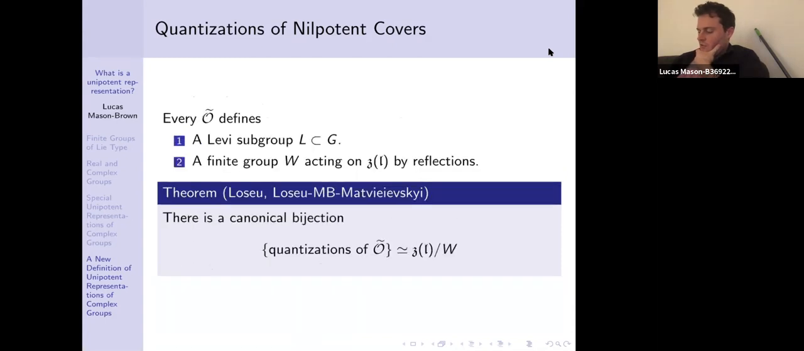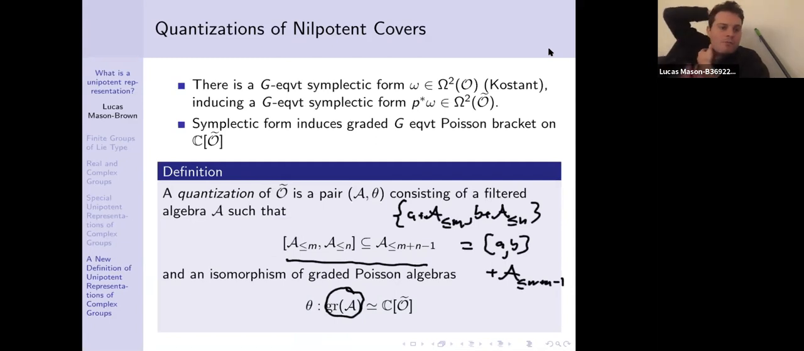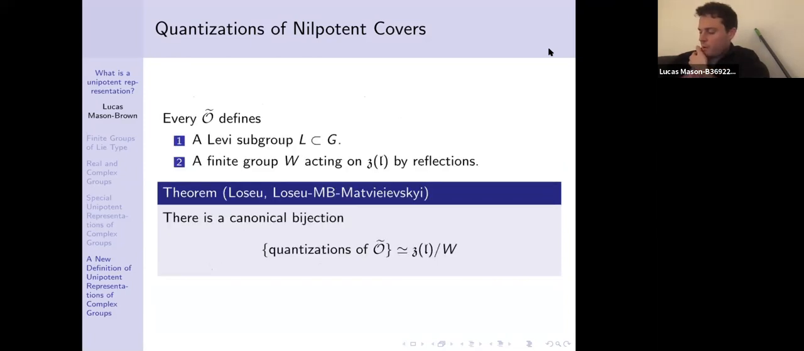So in general, for general Poisson varieties, there is no nice classification of filtered quantizations. But for nilpotent covers and more generally conical symplectic singularities, there is a very nice theory due mostly to Ivan Losev. In the case of covers, the theory says the following.